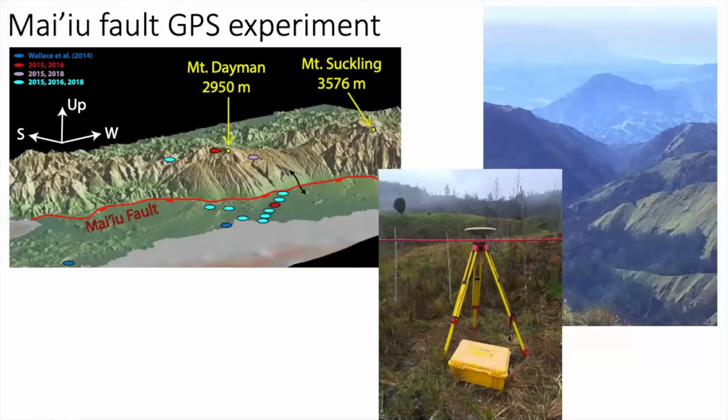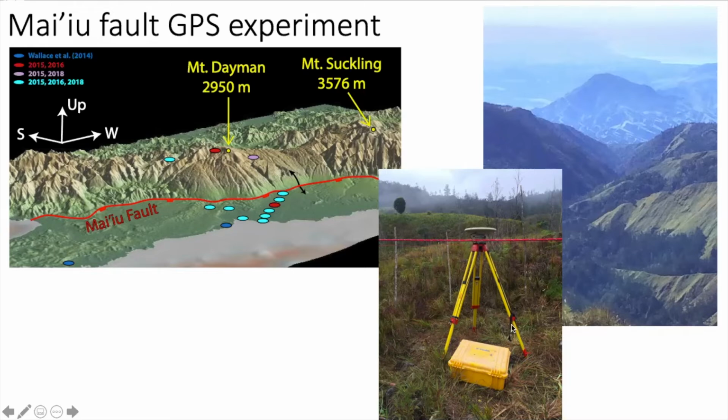Next, I'd like to talk about our GPS experiment across the Mayu Fault. Seen here on the left are the network of sites that Laura Wallace, Susan Ellis, and I installed in 2015. The light blue, red, and purple sites were newly installed, and the dark blue sites represent those from the Wallace et al. 2014 study. And the Mayu Fault is running along here in red at the base of Mount Damon and the Damon Dome. When we install these sites, we dig a hole in the ground and fill it with cement. And in that cement, we place a stainless steel pin, and we measure the position of that point at the top of the pin using high precision GPS receivers and antennas like the one shown here.